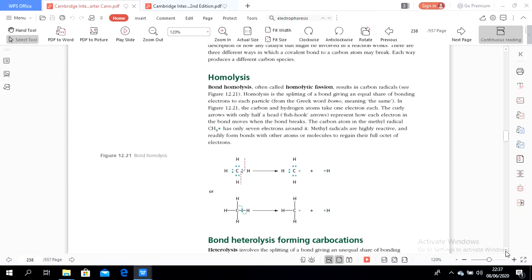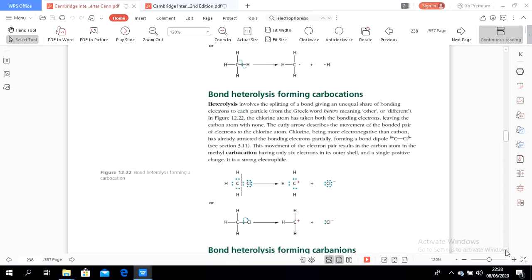The first is homolytic fission. We know it starts from the word homo, which means the same. So it results in a carbon free radical. So the product of homolytic fission is a free radical. This requires UV light, so the catalyst is UV light. The product is a free radical. It occurs in free radical substitution.